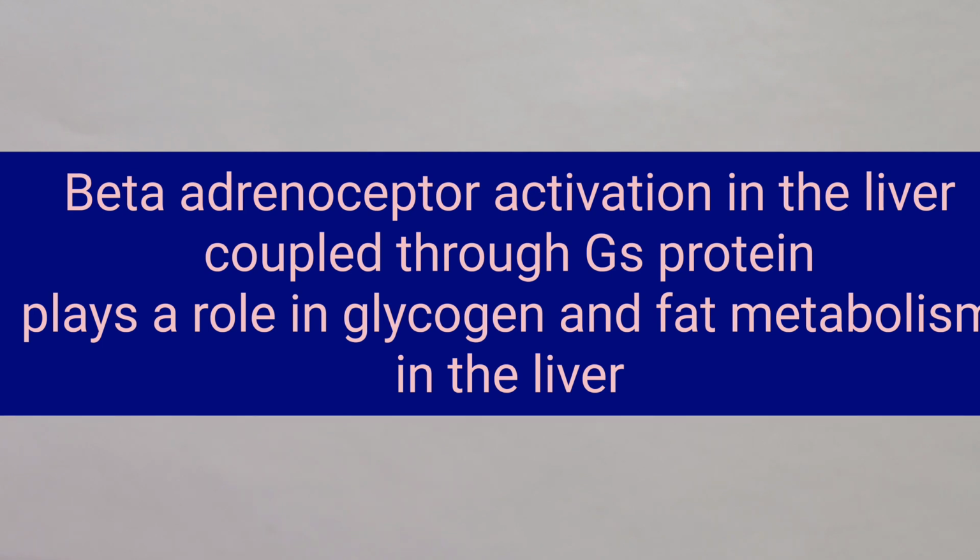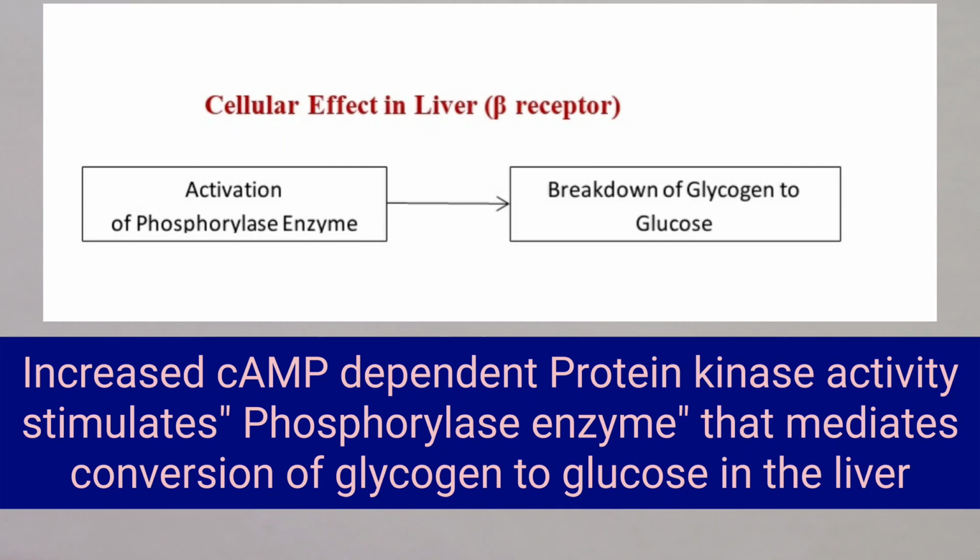glycogen and fat metabolism in the liver. So, activation of beta receptor increases cyclic AMP formation, increasing the phosphorylation which is caused by protein kinase A. Phosphorylation activates the enzyme, that is phosphorylase enzyme, which is responsible for the breakdown of glycogen to glucose, and glucose is utilized by the cells.